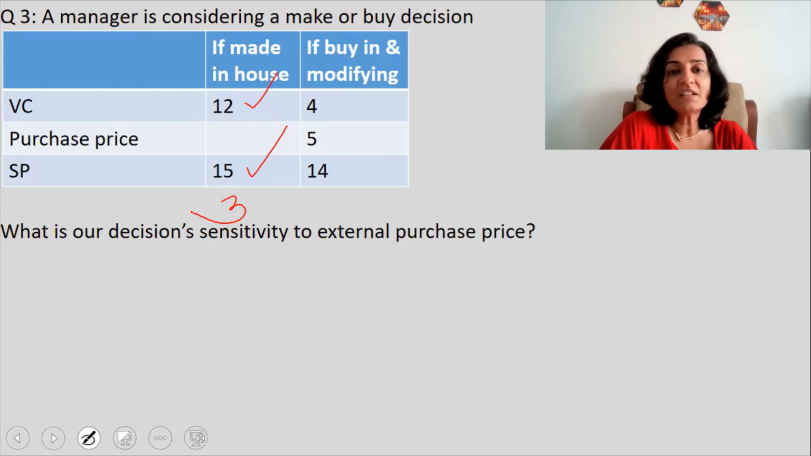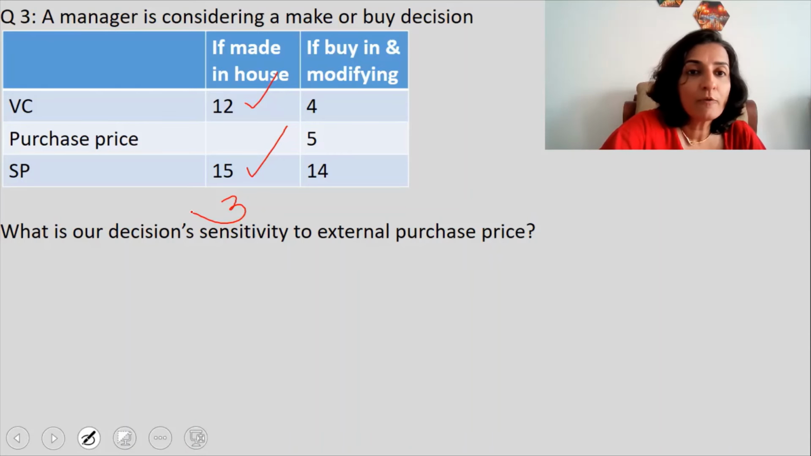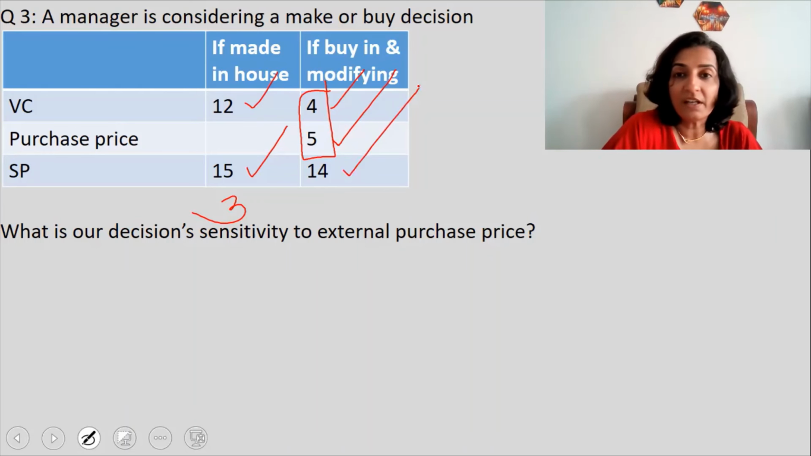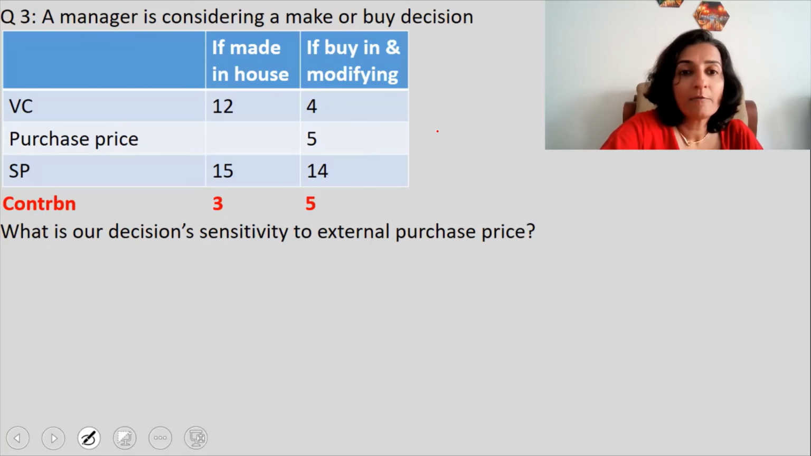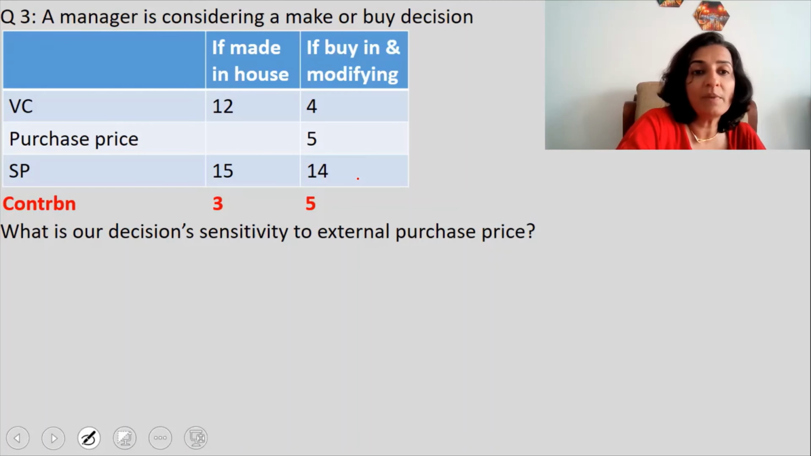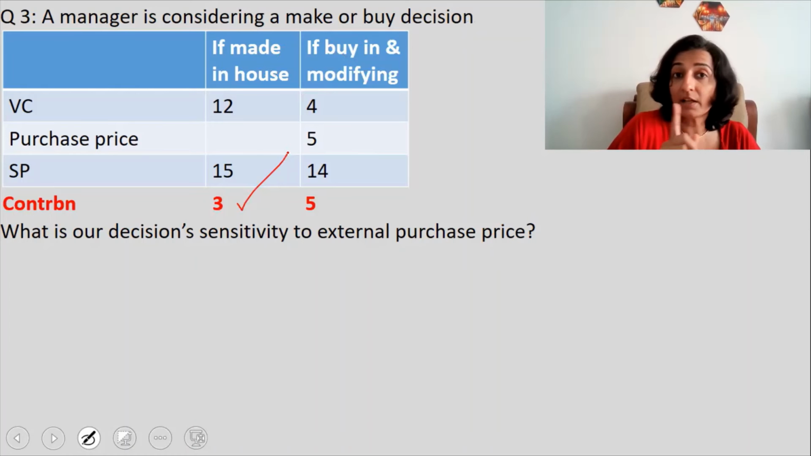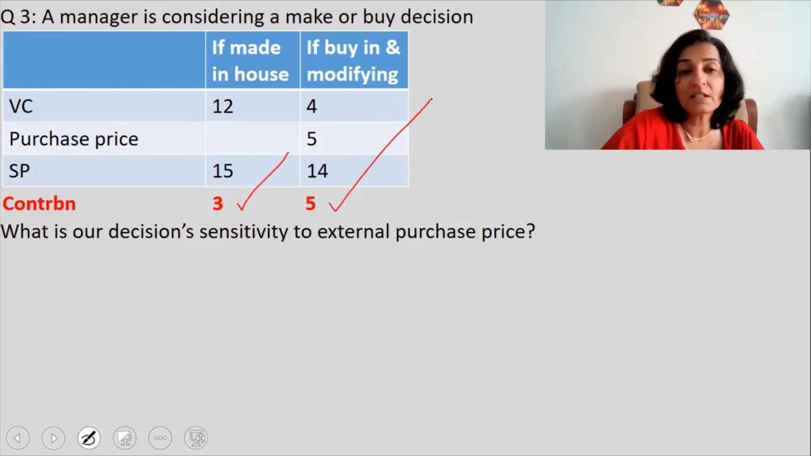And if you're buying the raw materials from outside, then what is the total cost? $4 is the variable cost and $5 is the external purchase price. So you have a total cost of $9. And the selling price of the ultimate product is 14. So 14 minus 9, what is the contribution if you're buying the product from outside? 14 minus 9 will give you $5 as a contribution. So the contribution per unit if you're making the raw materials is $3, and the contribution per unit if you're buying the raw materials is $5.